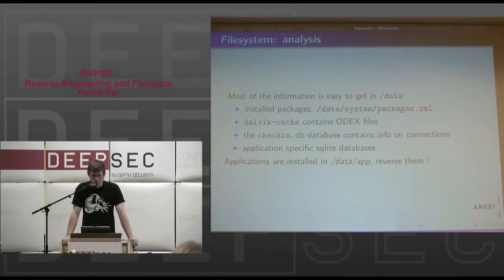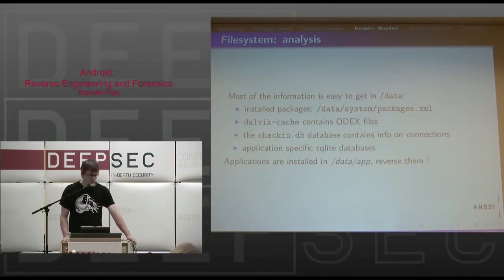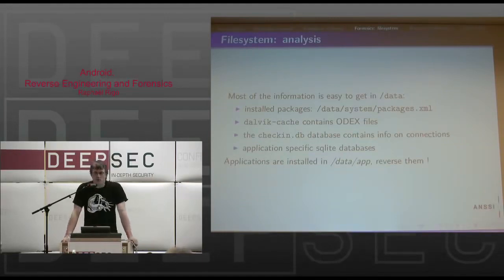For example, you can get the checkin.db database that contains a lot of information on connections, when the network is going up, when it's going down. So you can find pretty interesting data in this database. And of course, it contains the application-specific SQLite databases. Each application has the possibility to store data in an application-specific database, which is really easy to dump using SQLite afterwards. And the applications themselves are installed in /data/app. And of course, if you find something that is really weird there, you will have to reverse it to find what's going on.